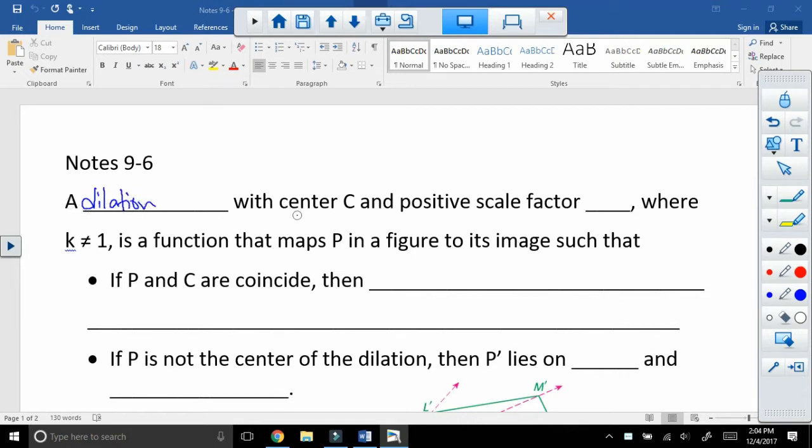So a dilation with a center C and a positive scale factor, they're going to use the variable k for that scale factor, where k is not equal to 1. If k was equal to 1, it'd be the same size. So this is either going to be getting smaller or larger, just like before, is a function that maps a figure to its image, such that we have two scenarios.